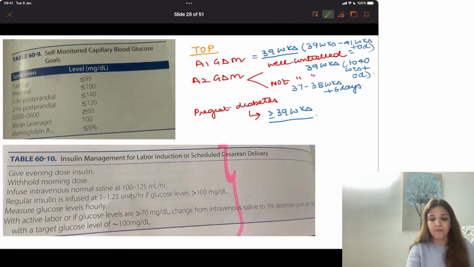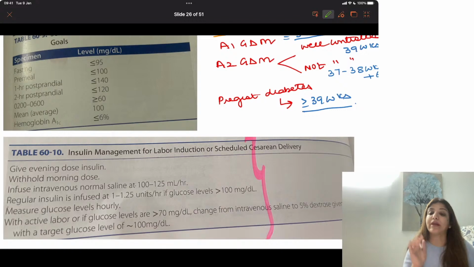Right? The other important table which is given in Williams is the metabolic goals. So if your patient of diabetes, whether she is on insulin or whether she is on diet modification, what are the goals which should be met? Fasting blood sugar should be less than 95. Pre-meal should be less than 100. 1-hour PP less than 140. 2-hour PP less than 120. Mean or average capillary glucose values less than 100 and HbA1c less than 6%.